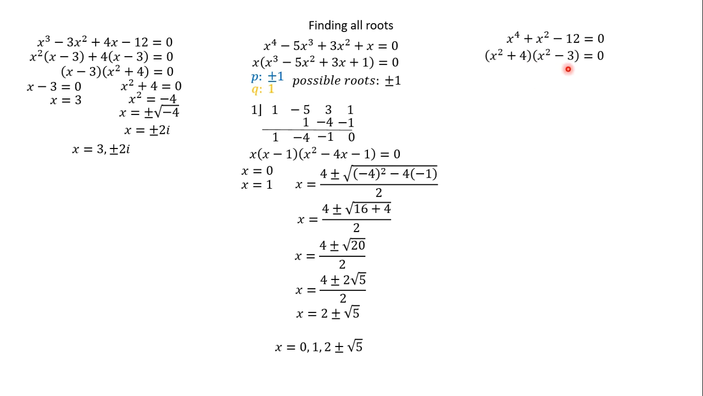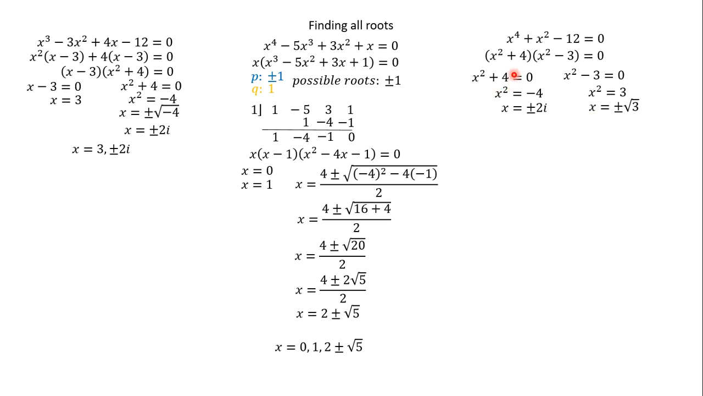x squared plus 4, x squared minus 3 equals 0. Which means either x squared plus 4 equals 0, or x squared minus 3 equals 0. x squared plus 4 equals 0, x squared equals -4, square root both sides, we get plus or minus 2i. x squared minus 3 equals 0, so x squared equals 3. Square root both sides, x equals plus or minus root 3.